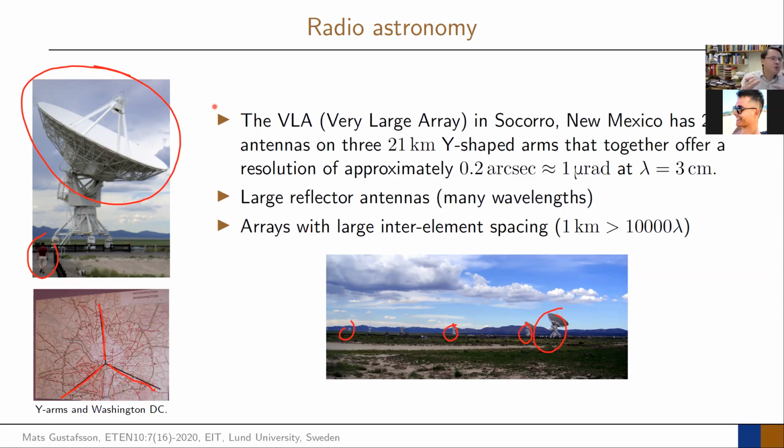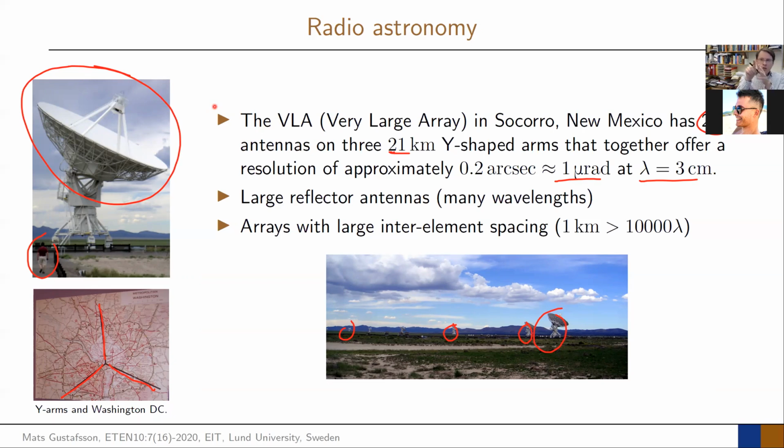Huge antenna, huge array. It's only 27 elements, so the number of elements is not that big. But of course, they cover these 21-kilometer-long arms in some ways. And what's happening with this kind of system is that you can get an incredible resolution. So you have, for example, here a 3 centimeter wavelength, so 10 gigahertz. You have a resolution of this system which is 1 microradian, so 10 to the power of -6 radians.